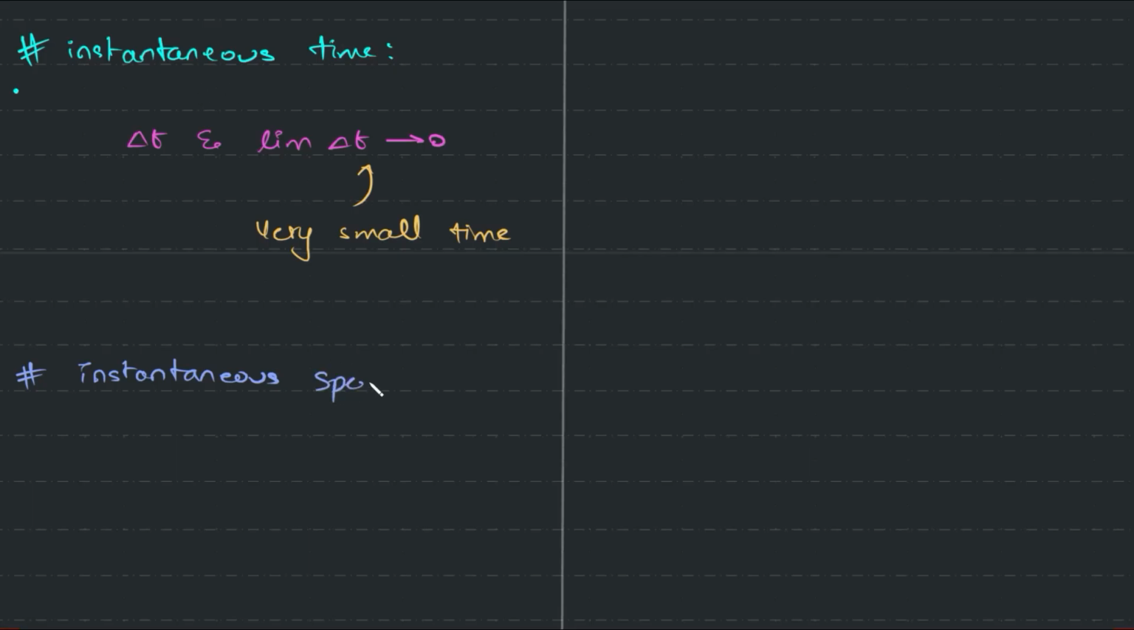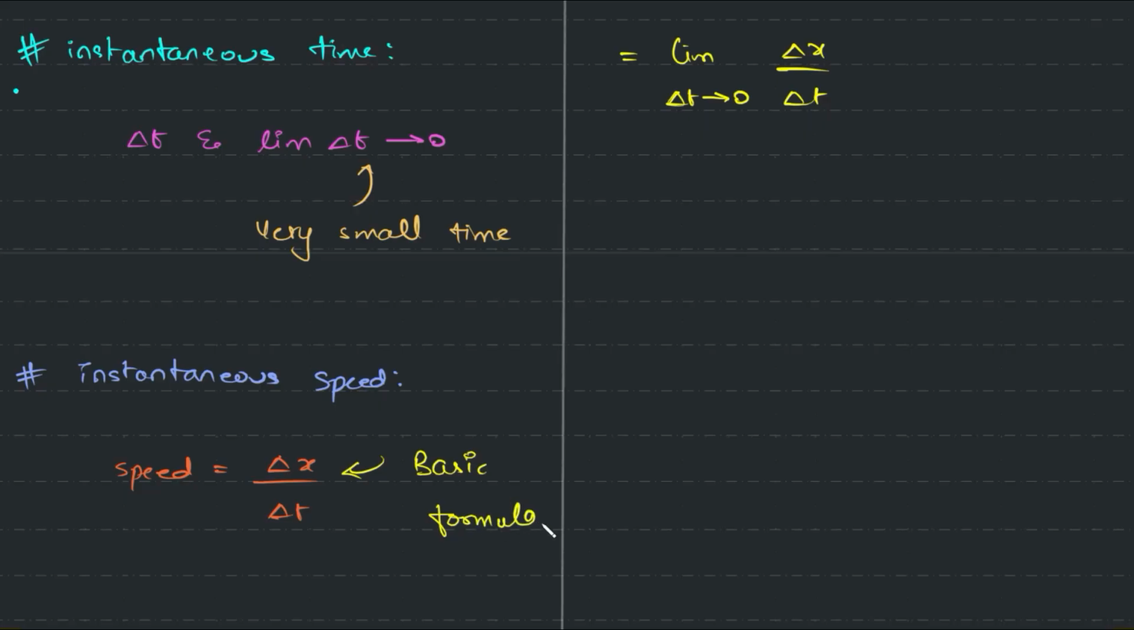So instantaneous speed has to do with the following. So we know that speed can be discussed as change in distance by change in time, right? So one way of thinking about this is change in distance by change in time, yes. But if the time is approaching 0, then it becomes instantaneous. Okay. So this is the basic formula. This is the instantaneous speed formula.